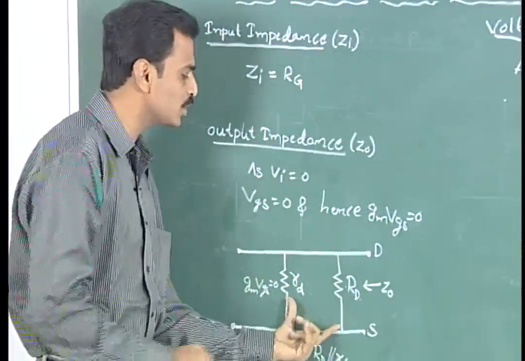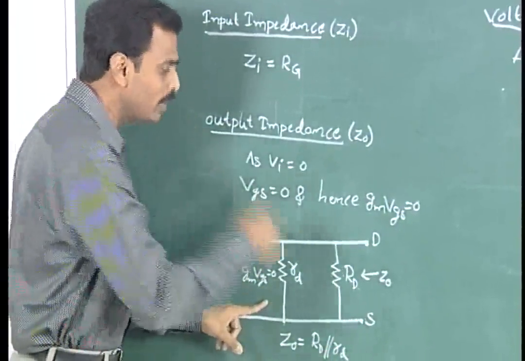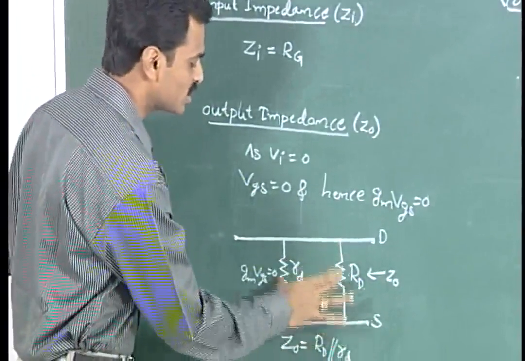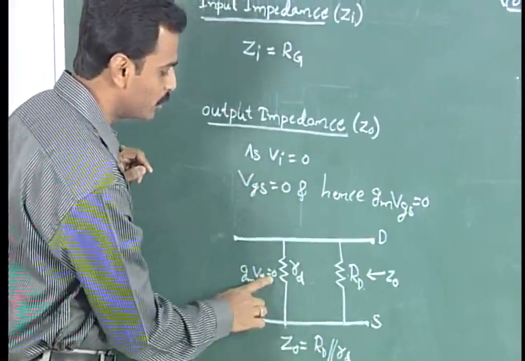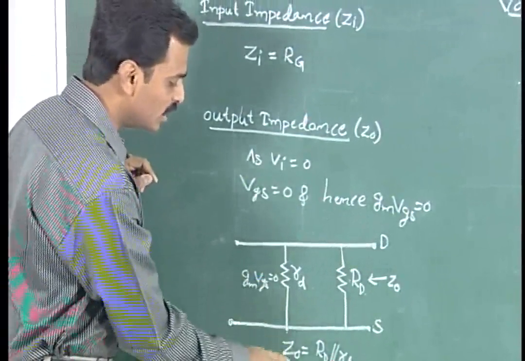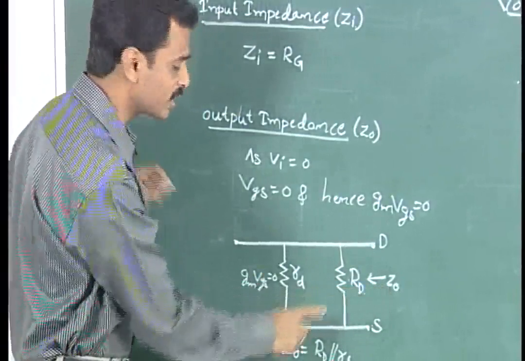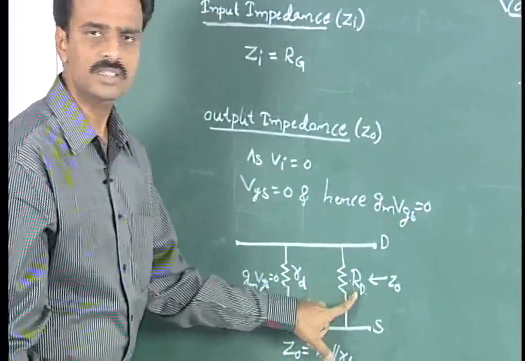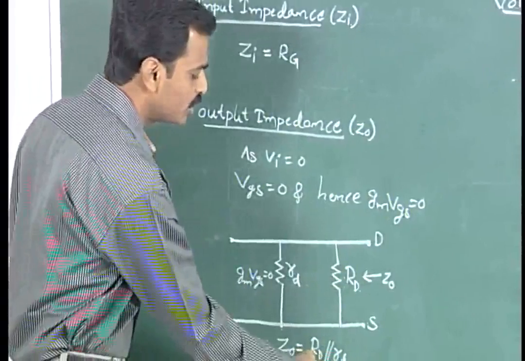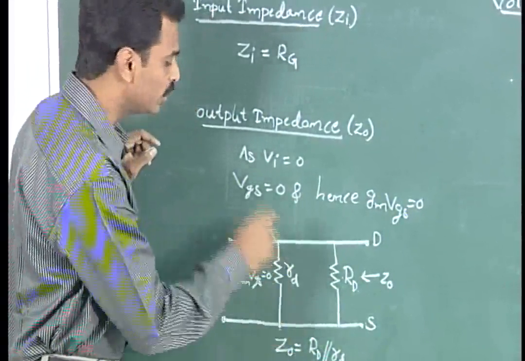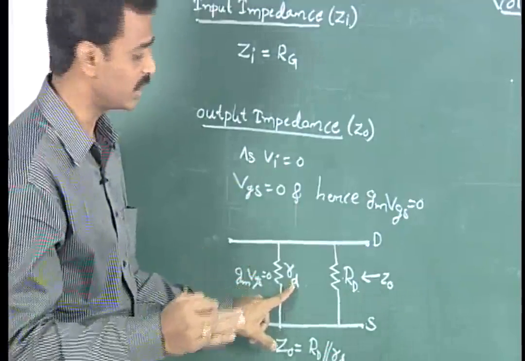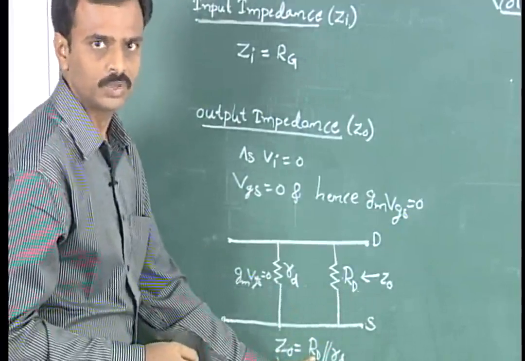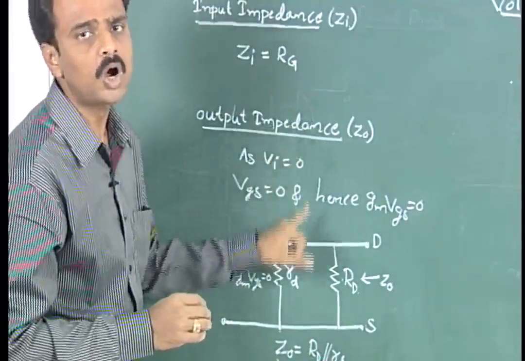Then, looking from the output side of the circuit for Z0, only two resistances are available right now, as gm VGS will be equal to 0 as we have seen. Hence the output impedance can be calculated with respect to these two resistances, as these two are parallel with each other, RD and this RD. The parallel combination of these two resistances will give the output impedance. If suppose RD is very much larger compared to the other RD, then the output impedance will be equal to only RD. So this is the calculation of input and output impedances.